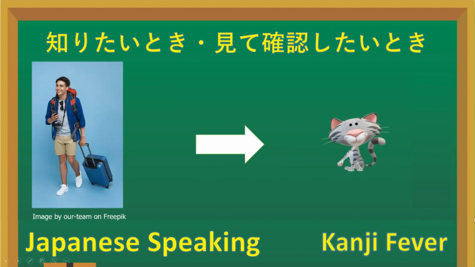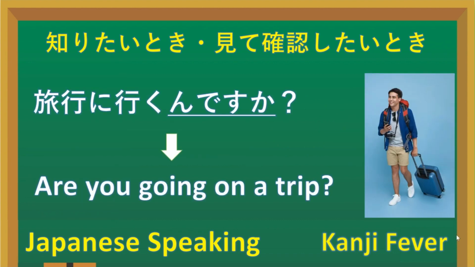Let's take one more example. This is your friend and you can see him with a travel bag. So now you are thinking that it seems he's going on a trip. This is your assumption that he's going on a trip, but you are not sure, right? You would like to confirm with him. So how will you ask the question? This is the way we can ask a question to him.